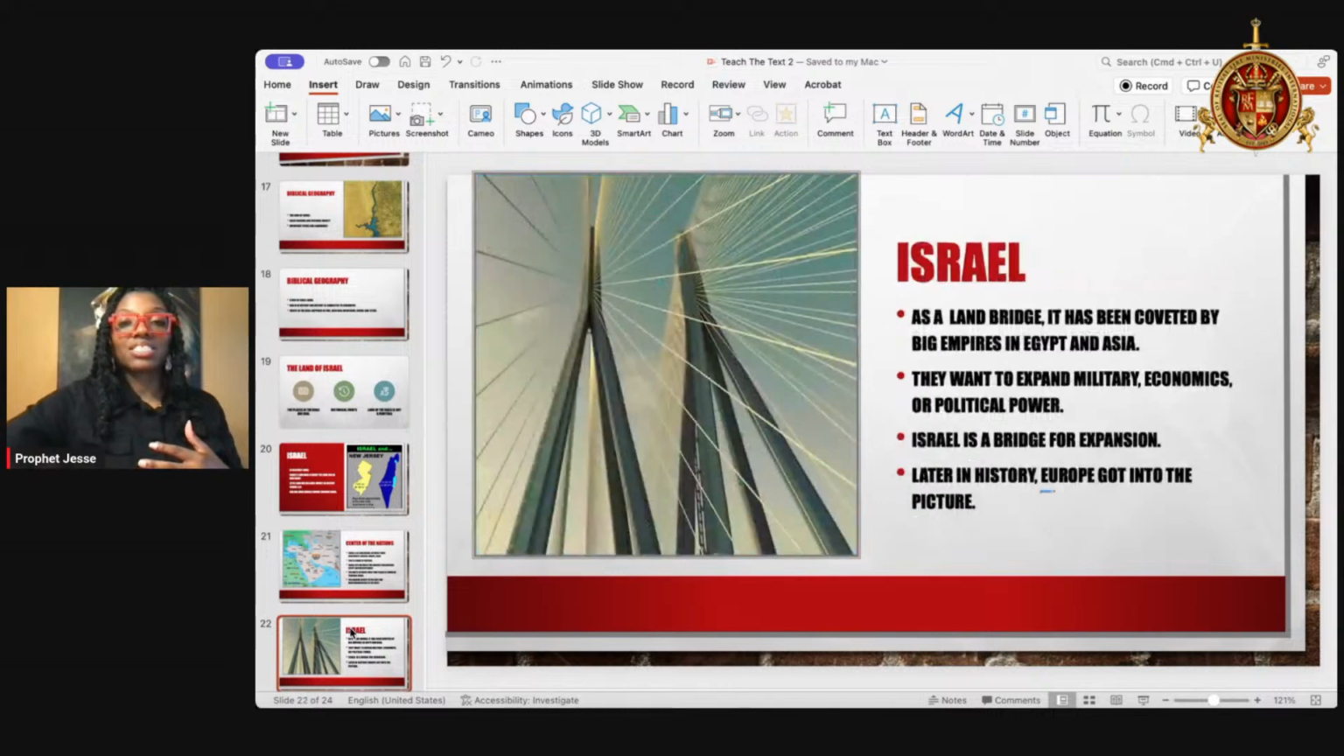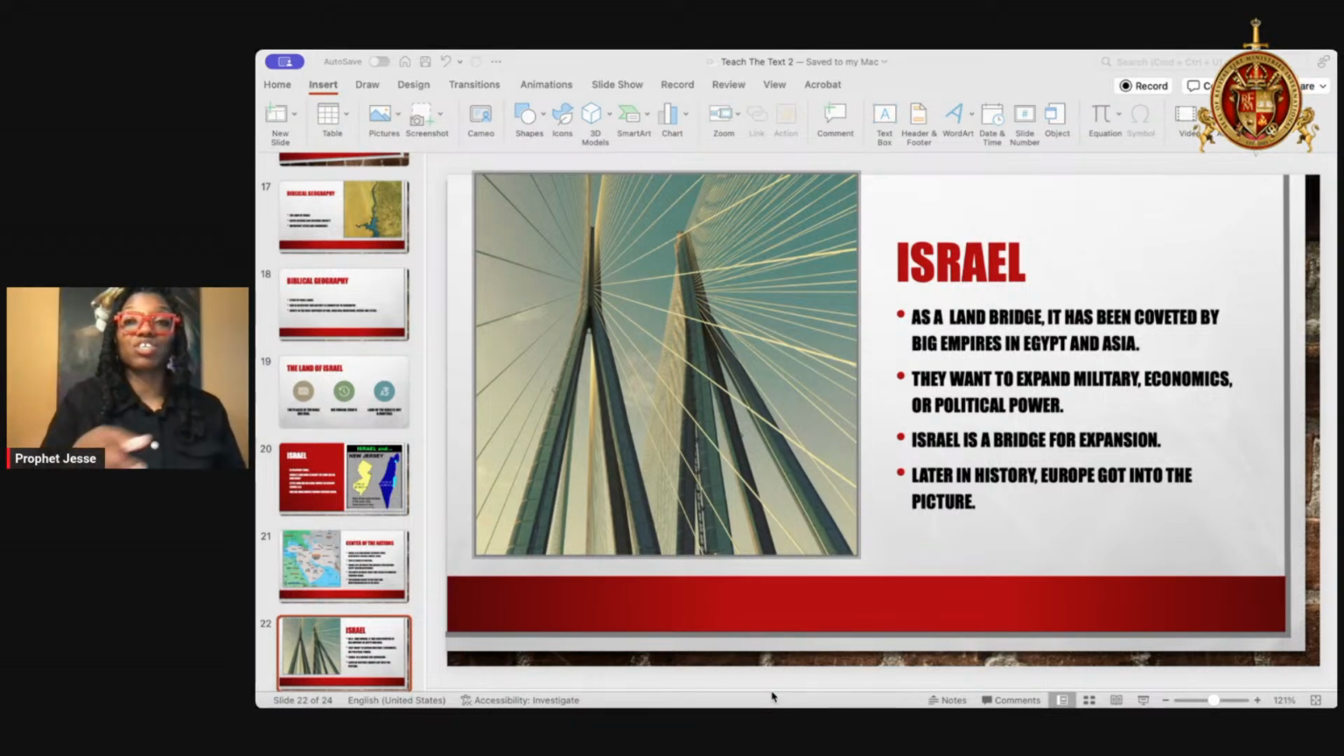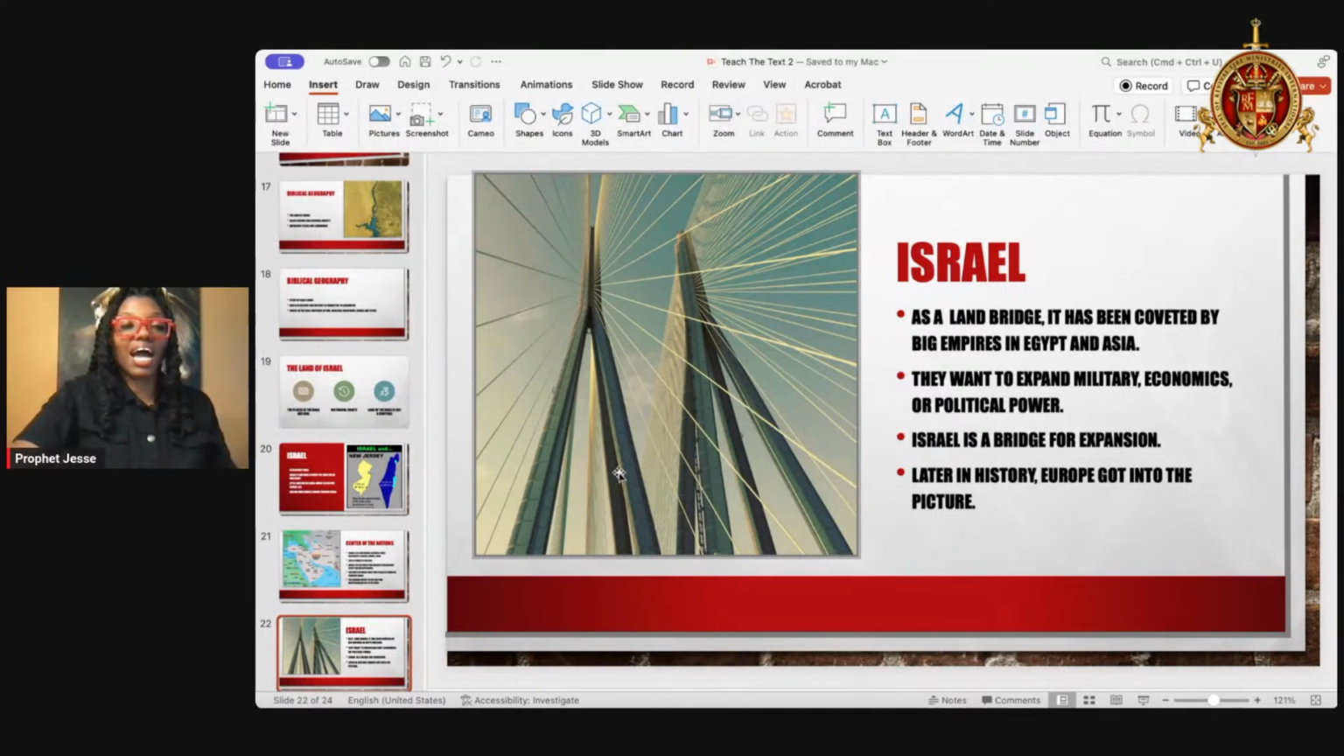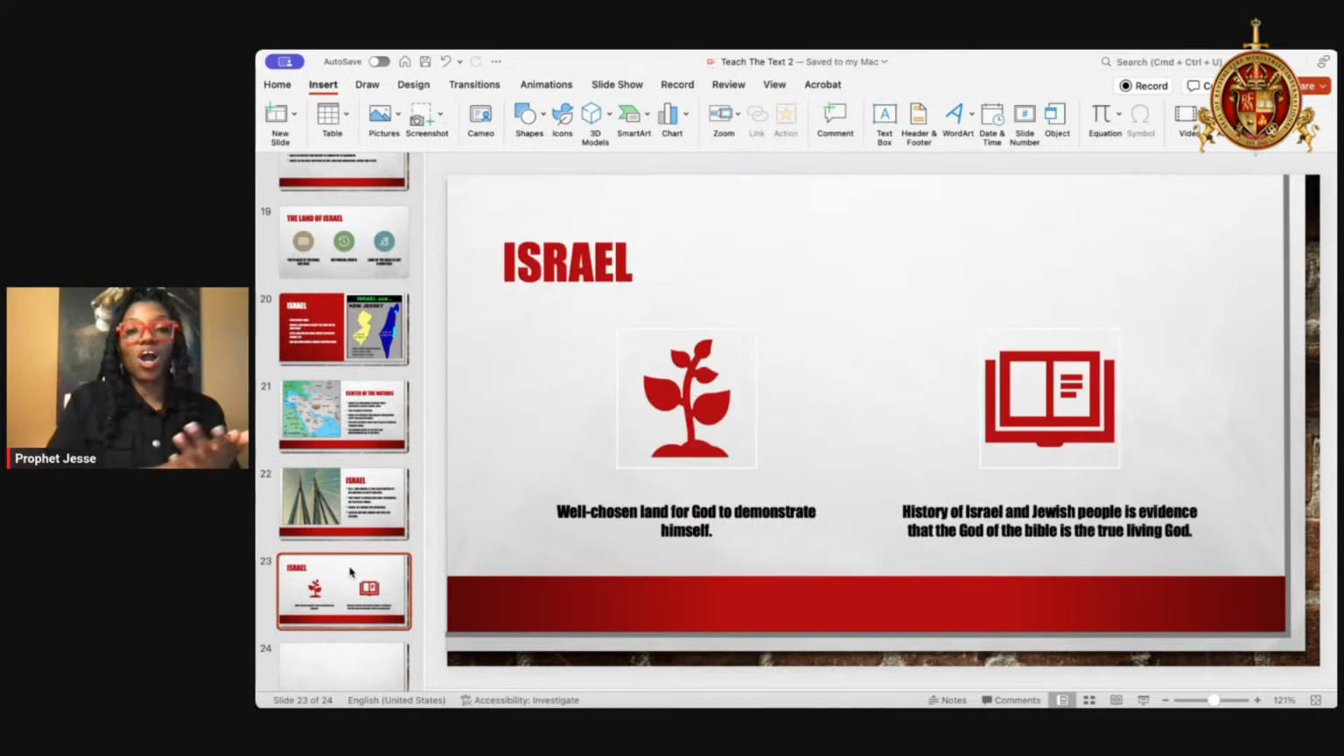All right. So Israel is a land bridge. It has been coveted by big empires in Egypt and in Asia. Because it is a land bridge, it is almost like what we would call prime real estate. So Israel is like prime real estate, even though it is so small compared to these other nations. Many nations for years and for centuries have coveted this small country because it is a prime spot. And we will see that later on as we go through the rest of the slides and even through the rest of this study. All right, Israel, well chosen land for God to demonstrate himself.